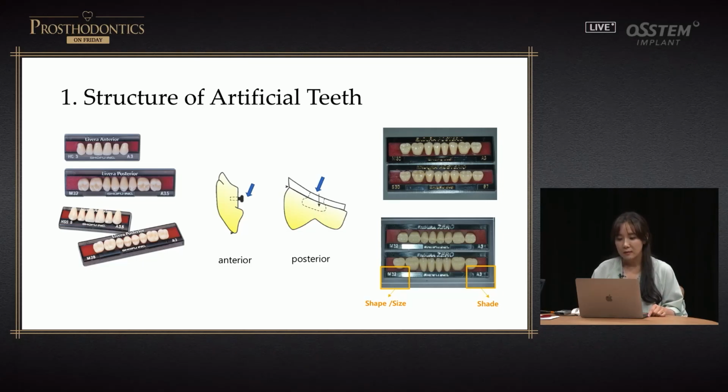For complete denture treatment for edentulous patients, we need to study artificial teeth, which are replacing natural teeth. The structures are divided into anterior and posterior regions, maxilla and mandible. You can choose from the various shapes and sizes and colors provided by manufacturers. As indicated in the right bottom, manufacturers have the markings regarding shapes, sizes, and shades. You need to have them in your office and choose appropriately according to the brochure.